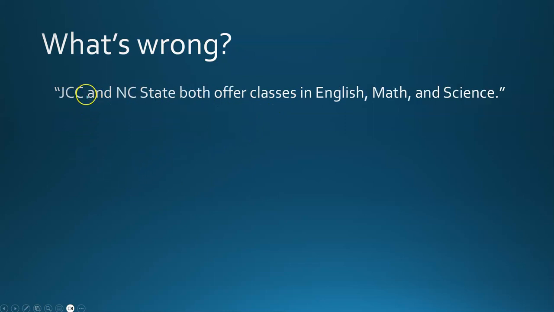How about this one? JCC and NC State both offer classes in English, math, and science. So what's wrong with the thesis statement as far as compare contrast? Well, you could argue whether it's wrong or right. It'd be better if you were to say, when comparing Johnson Community College and North Carolina State University, they're both similar in their beginning courses because they both offer English, math, and science.